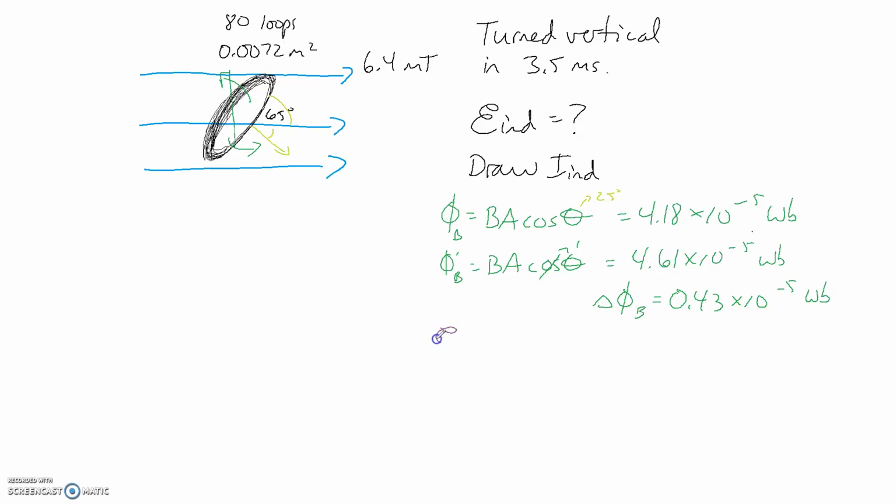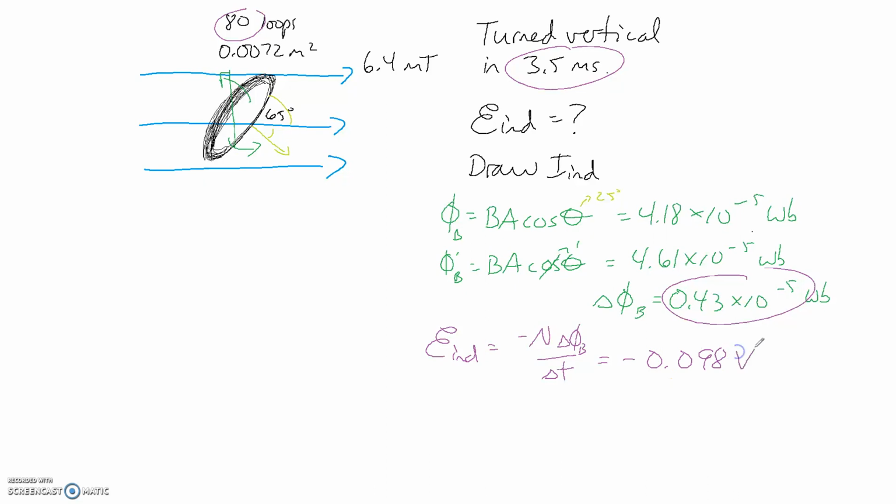Now, my induced EMF expression is negative N delta phi magnetic field divided by delta t. Well, I've got my N value of 80 loops. I've got my change in flux right there. I've got my time, 3.5 milliseconds, and I can put them all into the expression. And if I do that, I get an induced EMF of 0.098 volts. And it is negative because the flux increased, and there's a negative in front of the expression because it is an induced EMF for the conservation of energy and that type of stuff. So there's my induced EMF.